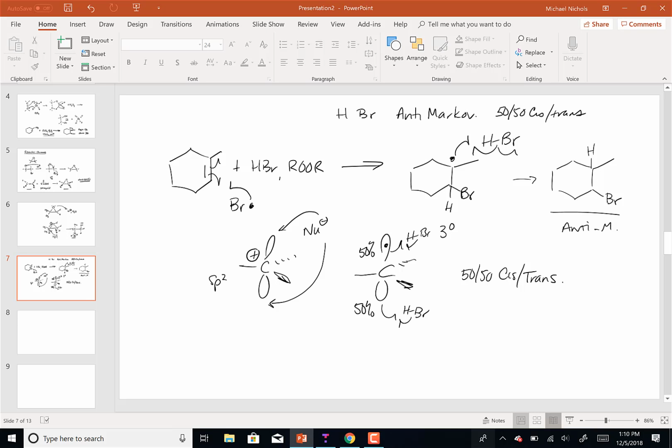Yes. Because adding Markovnikov and anti-Markovnikov gives two different products. Did it select one? Yes, the anti. So this reaction is regioselective. Is it stereoselective? But I created two chiral centers.